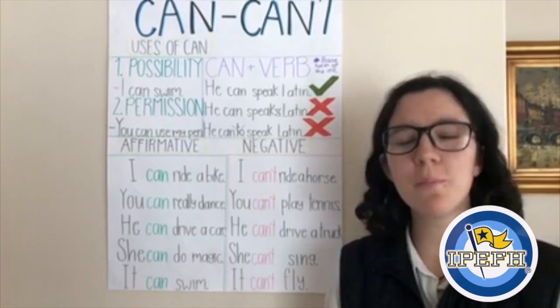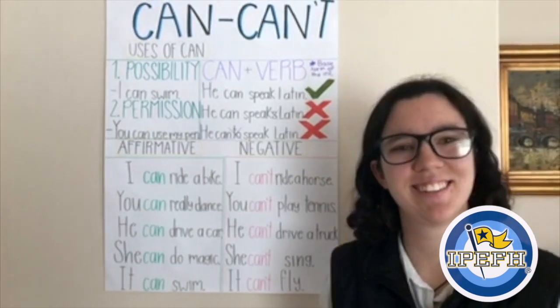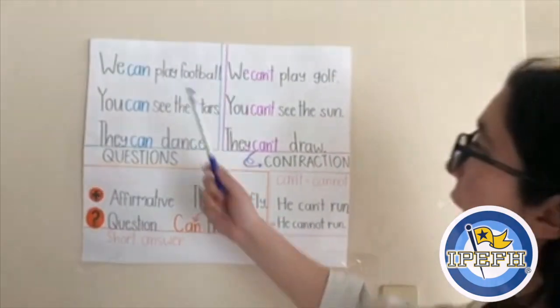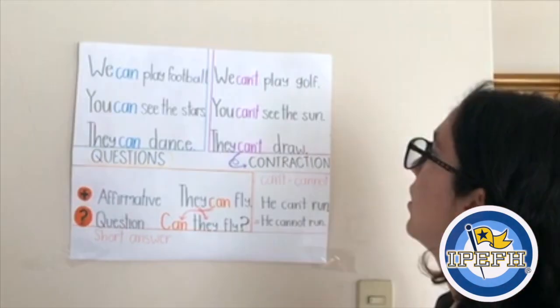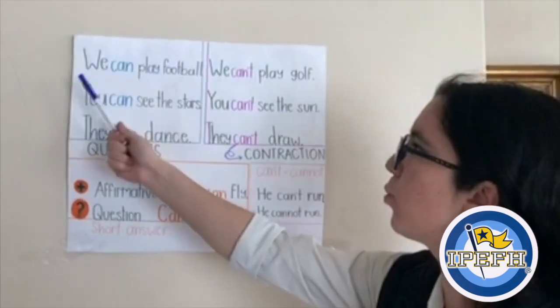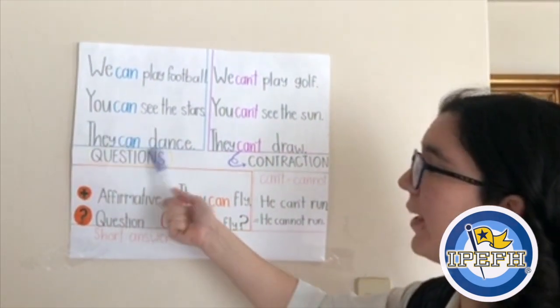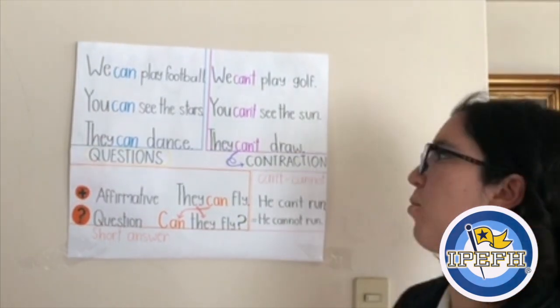So, it's so simple, let's finish the lesson. Alright, so let's continue. We have the rest of the pronouns. We can play football, you can see the stars, they can dance. It's exactly the same, alright?